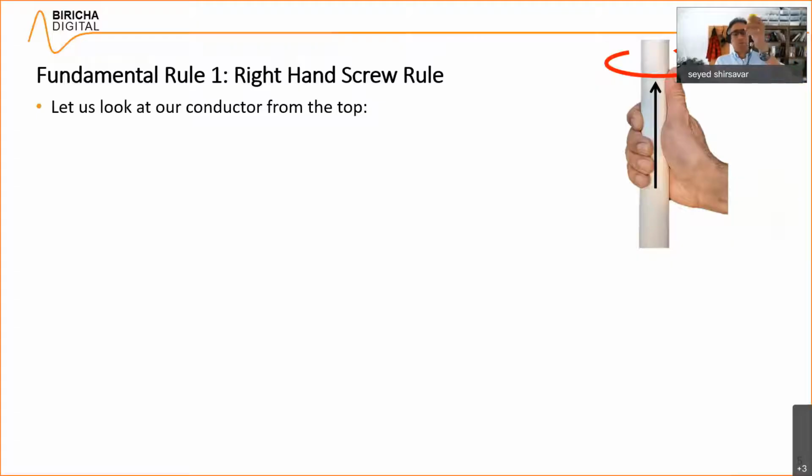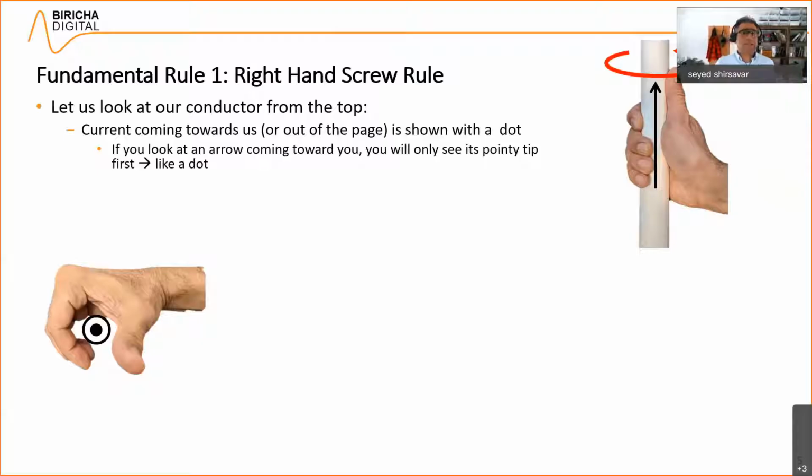So if you imagine this was my conductor, I was holding it like this. It's a lot easier if I look at it like this. So what I'm going to do is rotate the conductor and look at it from the top. Now, the current coming towards us, again, if you remember from school-day physics, if it's coming towards you or out of the page, then we represent this with a dot.